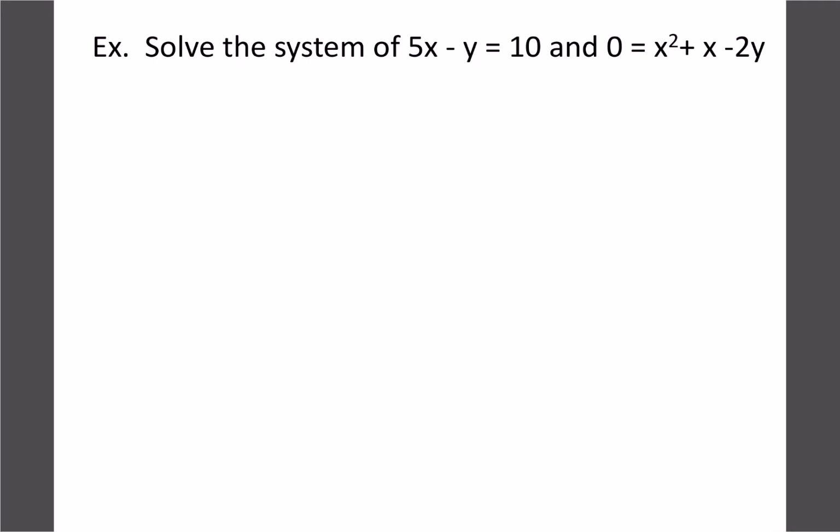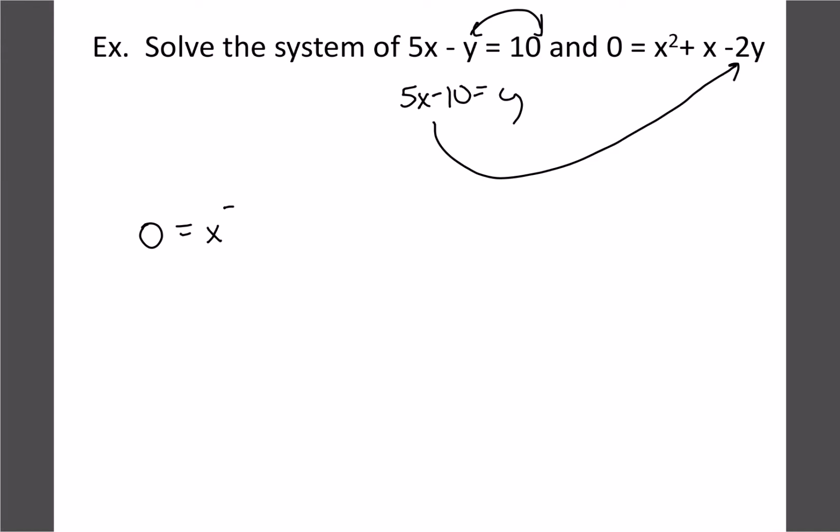Here we have no y equals for either. So first of all, let's rearrange this first equation for y. So let's bring the y over and the 10 over the other way. So that gives us 5x minus 10 for y. Then let's plug that in for y into our second equation. So we'd have 0 equals x squared plus x minus 2 times 5x minus 10. And simplify that.